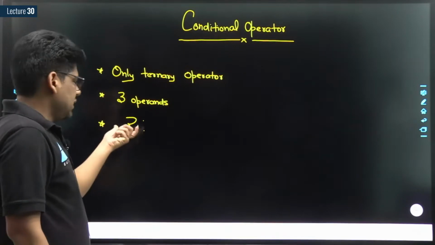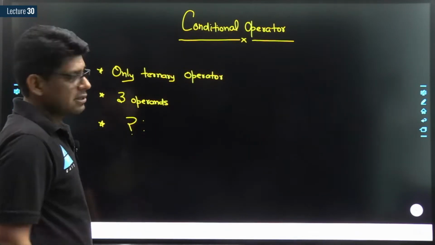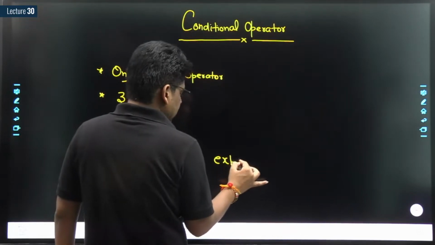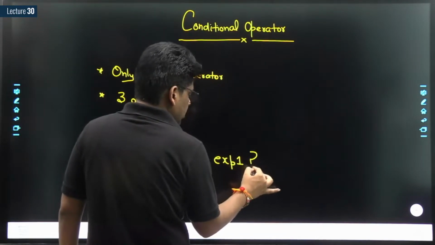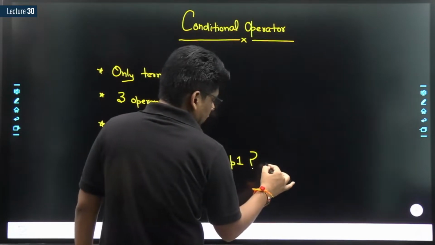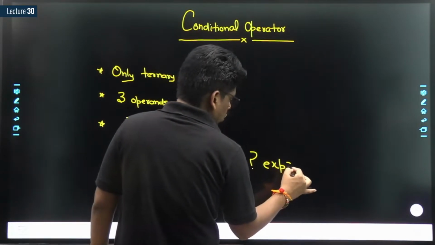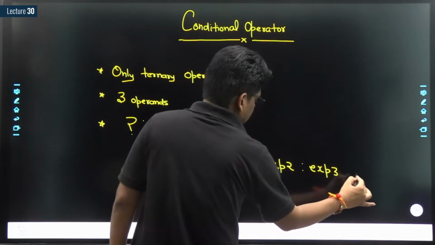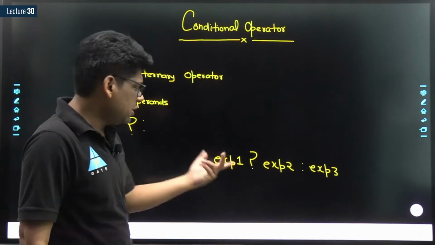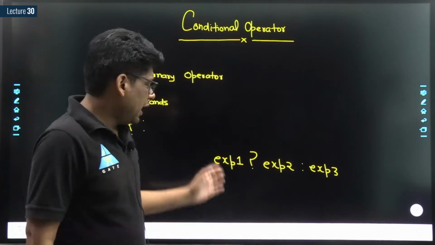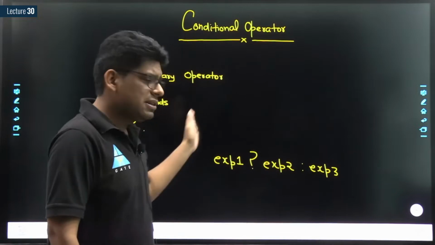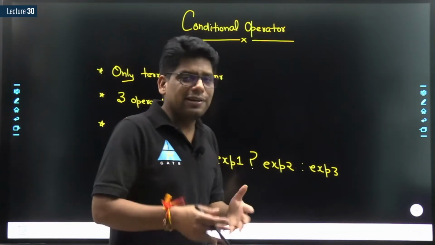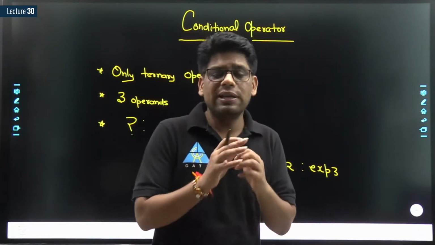Sir, what is the general syntax? The general syntax is something like this: expression 1, question mark, then expression 2, colon, expression 3. Sir, what is expression 1? What is expression 2? What is expression 3? In order to understand this in depth, first I must discuss what a statement is and what an expression is.